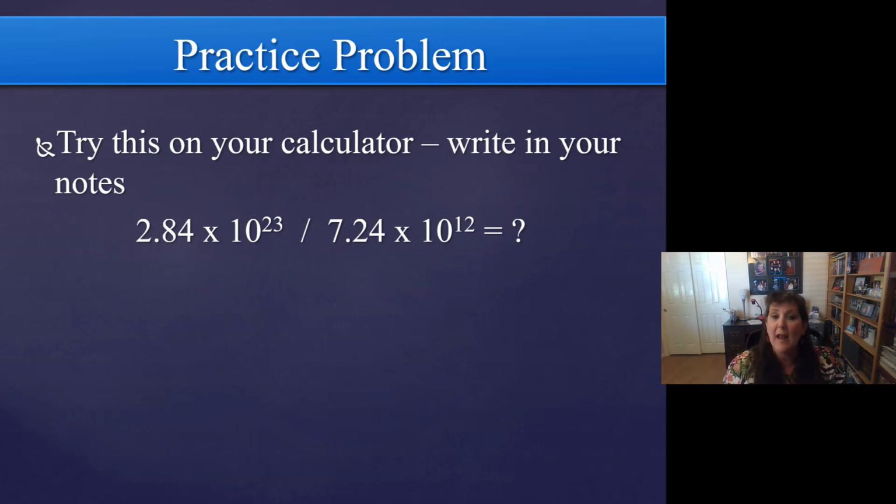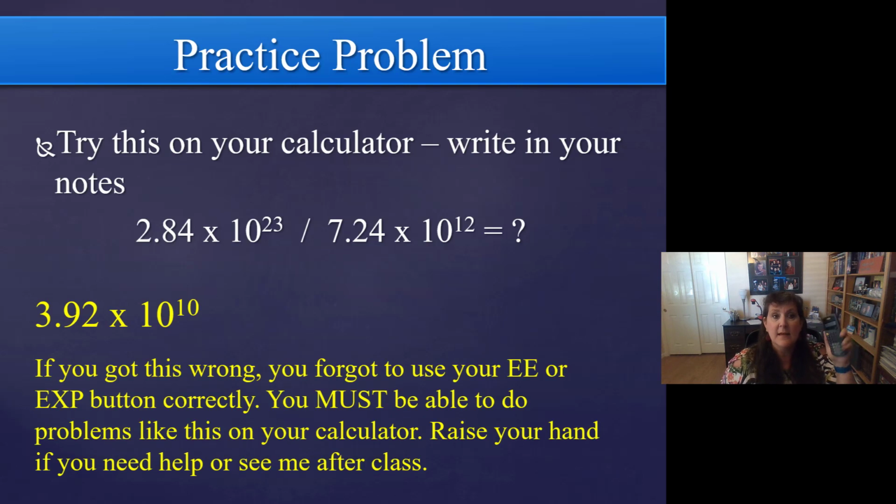How many sig figs should it have? Let's assume these are measurements. Okay, 3 sig figs, right? 2.84 is 3, 7.24 is 3, so 3 sig figs. So we've got 3.92, it doesn't need to round up. And then look over in the corner. That is an exponent up high. It means times 10 to the, and hopefully it says 10. Yes, the answer is 3.92 times 10 to the 10.